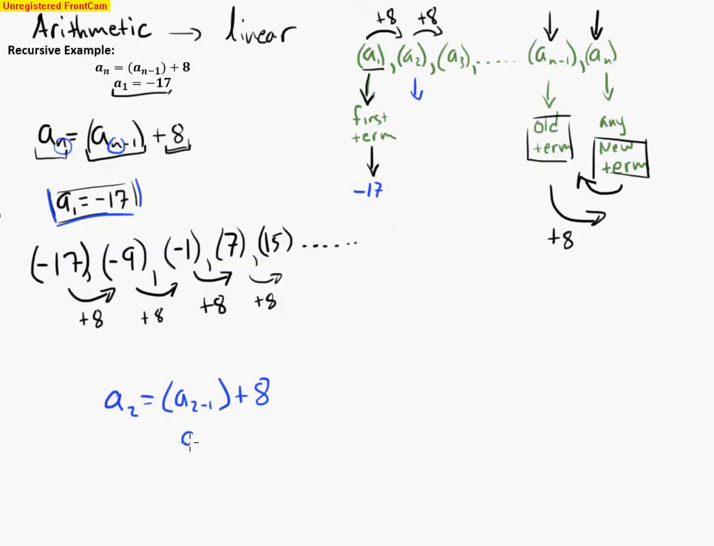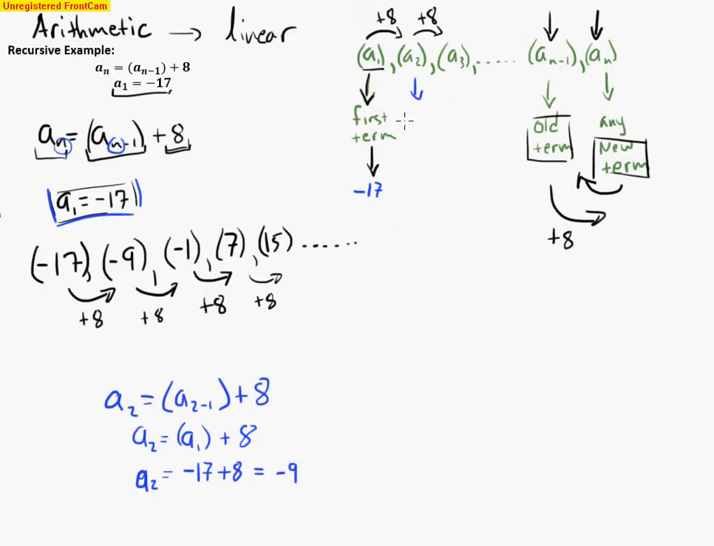2 minus 1 is the same thing as a1. So now I have a2 equals a1 plus 8. a1 was already given to me as negative 17. So this becomes negative 17 plus 8. That's my a2, and that is going to be negative 9. So I did find that this next term is going to be negative 9.